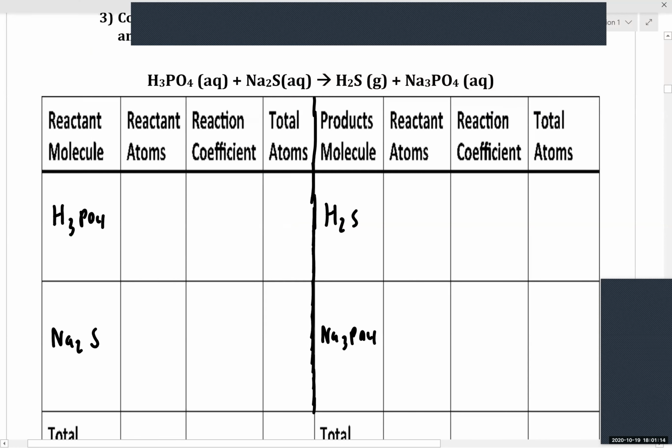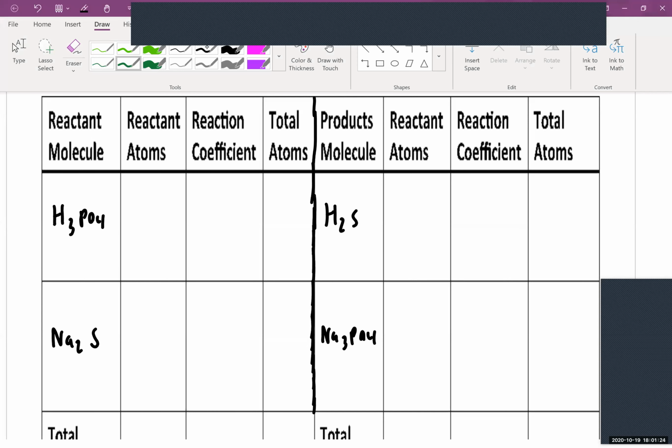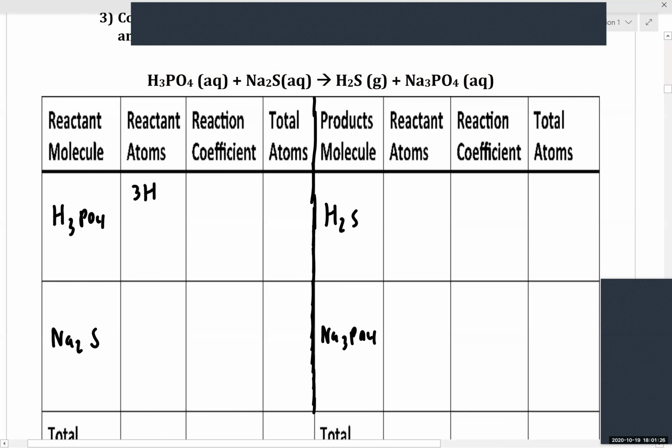So in phosphoric acid, what atoms do we have? How many atoms of each element do we have? Let's list them. In phosphoric acid, what do we have to work with? Three hydrogen. Yep, we have three hydrogen. What else? One phosphorus. One phosphorus. And how many? Four oxygen.